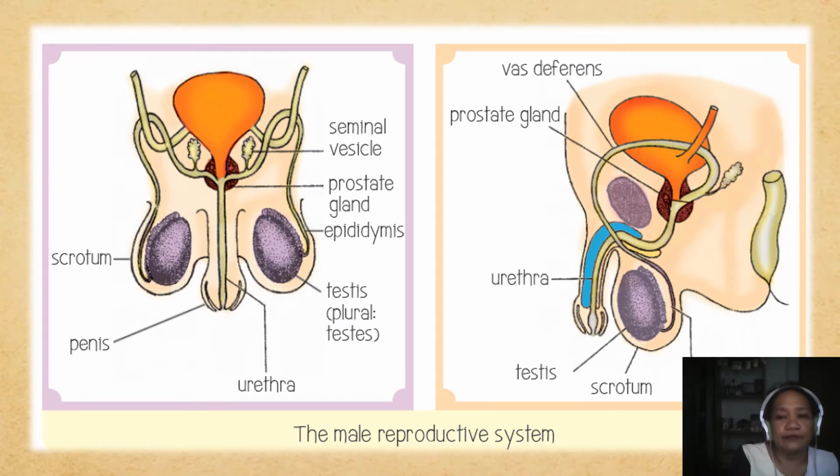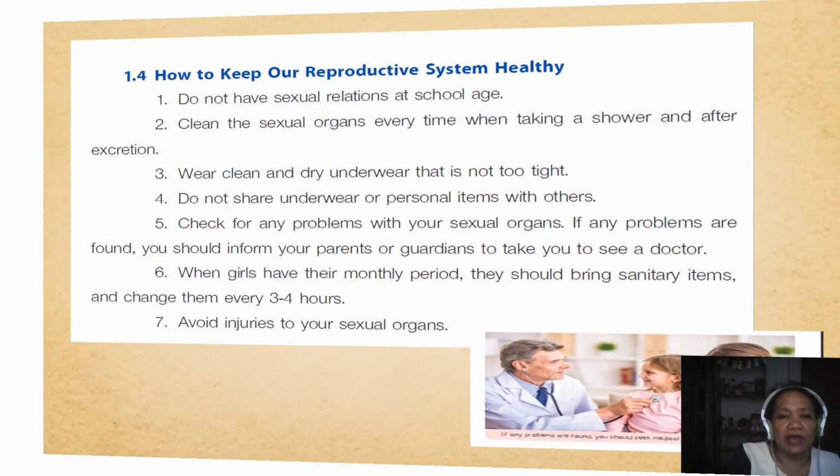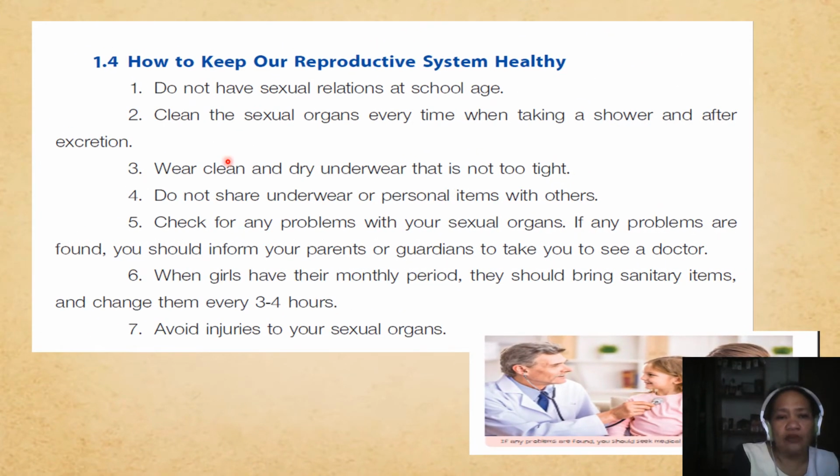Okay, next. How to keep our reproductive system healthy? There are 7. The first one is do not have sexual relations at school age, like your age. Number 2, clean the sexual organs every time when taking a shower and after excretion.